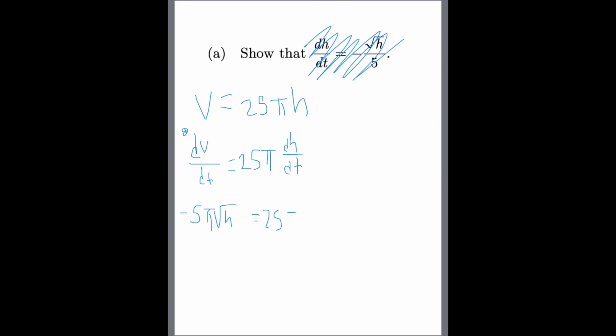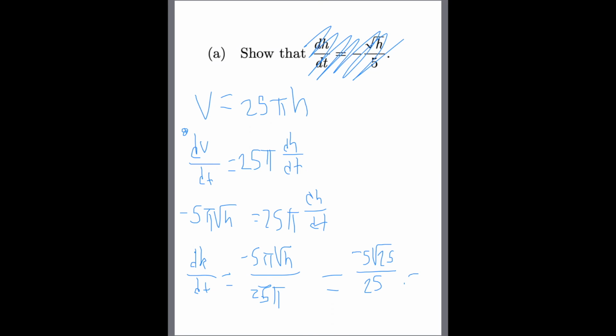Okay. And then what would we have to do now in order to get that answer? Divide by 25 pi. Okay. So then you're left with negative 5 pi radical h over 25 pi. But what does that simplify to? To negative 5 radical h over 25. Yeah, over 25. And then what can you do one more time? Divide the negative 5 stuff.